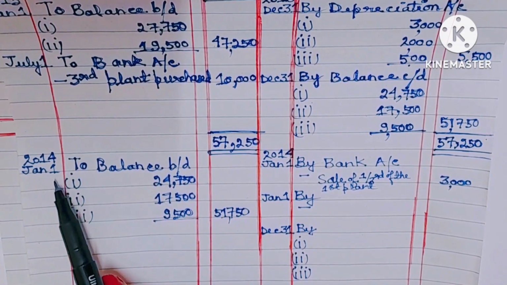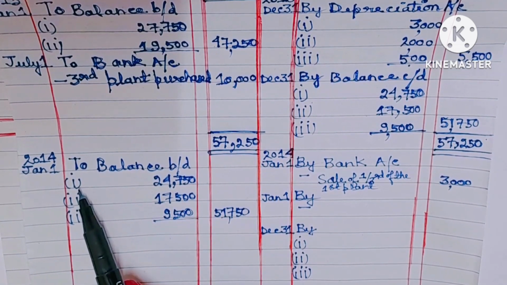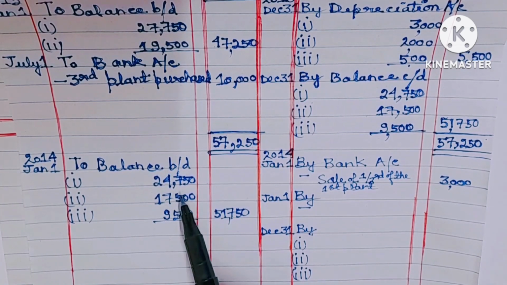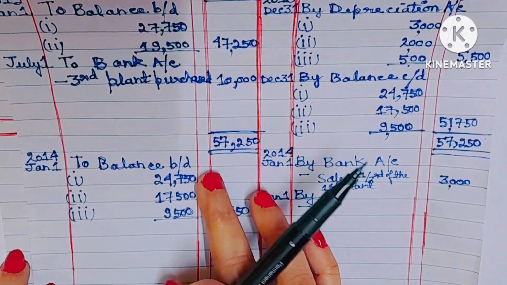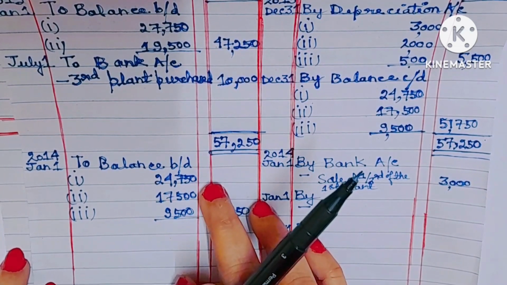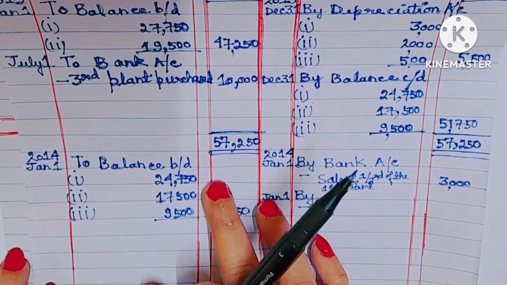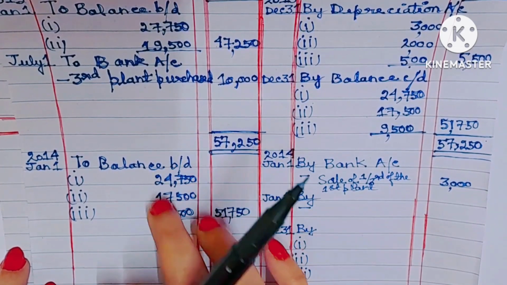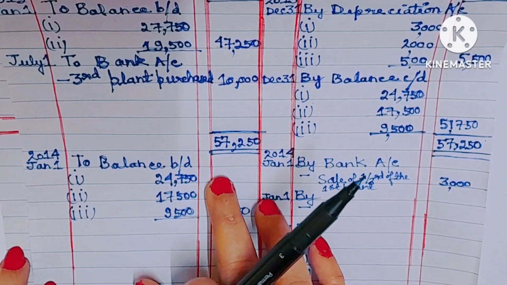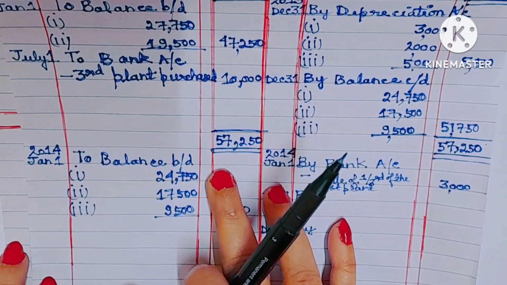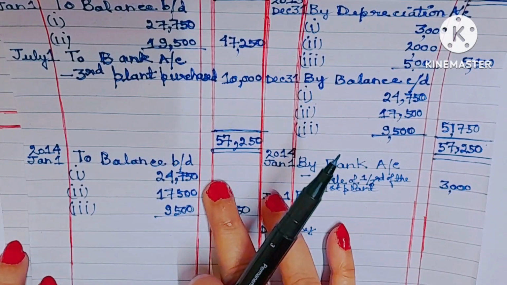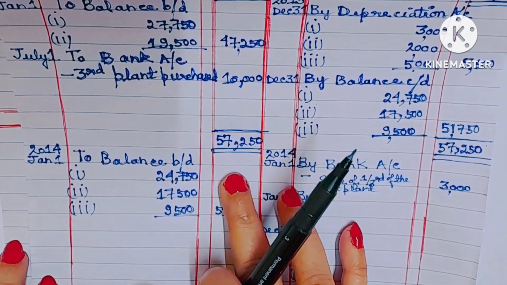On 2014 January 1st, to balance BD. Number 1 means the book value of the first plant, 24,750. Whose book value is this? The whole plant's. This 24,750 is for the whole plant. But Baba Limited has sold only 1/3 of the plant. This 24,750 is the book value of the whole first plant. Now we have to find out the book value of 1/3 of the first plant. Why 1/3? Because Baba Limited has sold 1/3 of the first plant and not the whole plant.